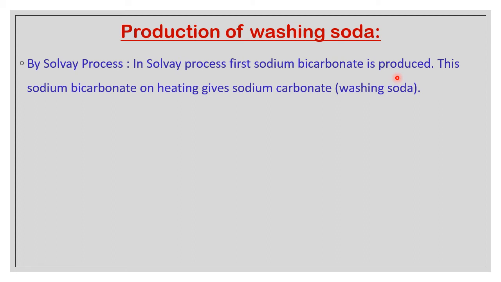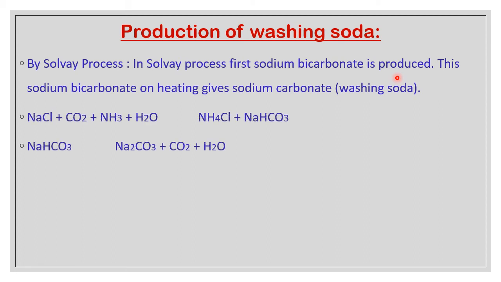So let's follow that method. Water, ammonia, CO2 together gave ammonium chloride and the sodium bicarbonate. Now next is what? Next, this NaHCO3 is heated to give Na2CO3, CO2, H2O. H2O water vapor escapes. CO2 gas escapes. Whatever is left is what? Sodium carbonate.